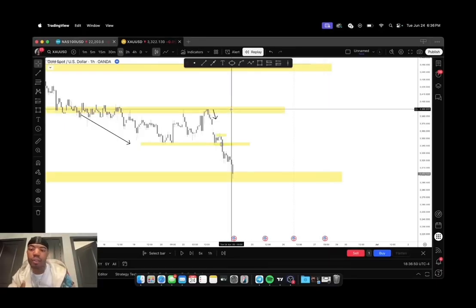Maybe I did want buys on gold. Maybe I did want sells on gold. Who knows? I was just following price. Price broke a level of support. Price made a lower high, broke a 5-minute, 15-minute level of support.